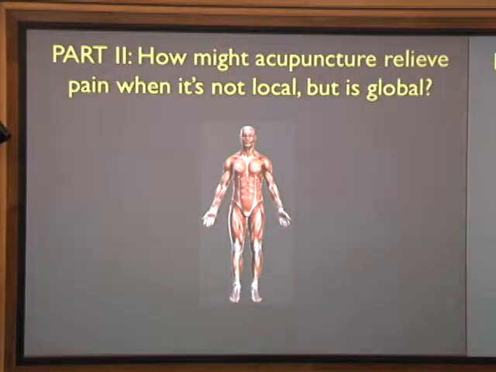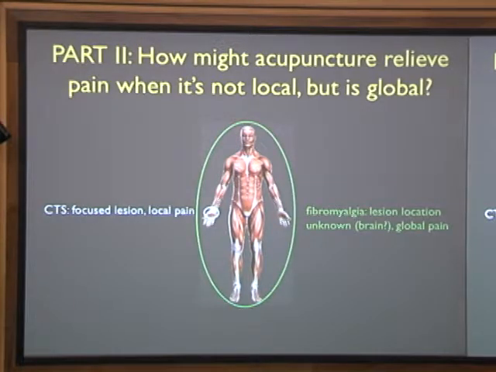So moving along to part 2. What might be potential acupuncture mechanisms when the lesion is not local, such as in a carpal tunnel syndrome patient, but is more global? And in this case, we're looking at a chronic pain condition called fibromyalgia. This is basically reported as whole body pain of unknown origin. There's been a lot of controversy with this type of chronic or functional pain condition. It's called functional pain because we don't know exactly where the lesion is.